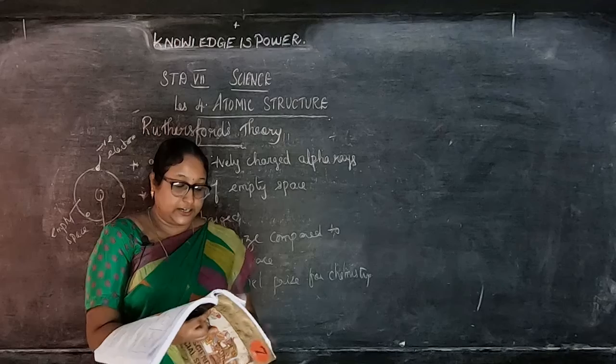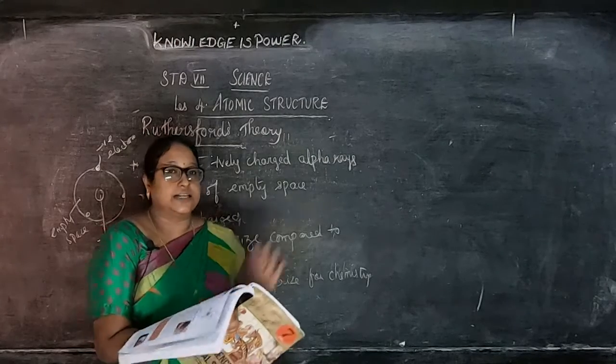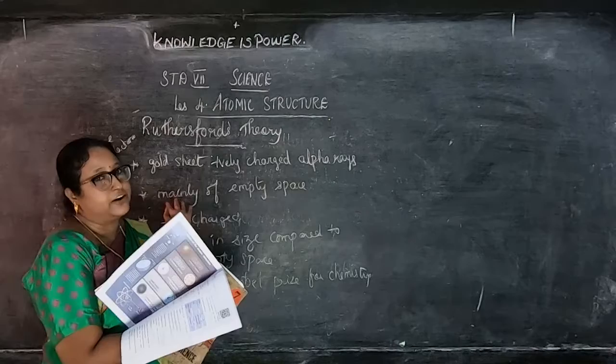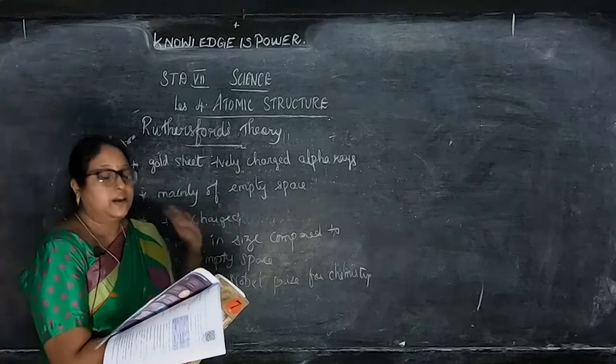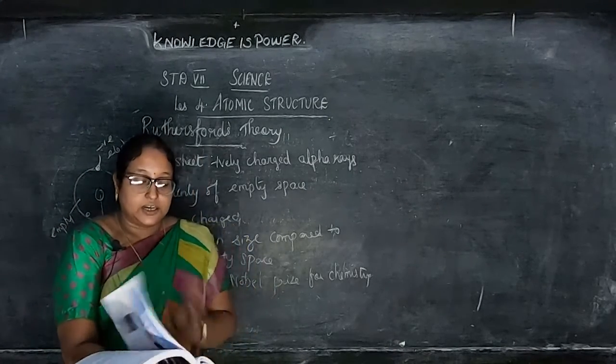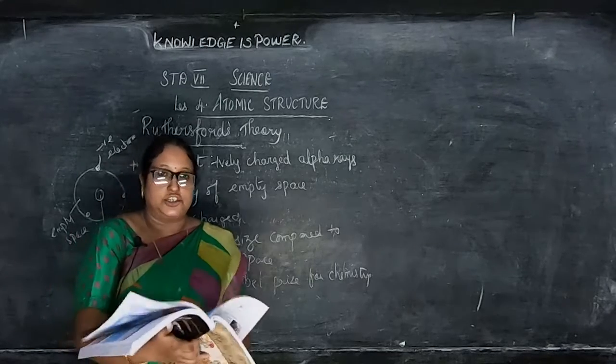Okay children, till here we finished Dalton's atomic theory, then Thomson's model, and Rutherford's theory. So with this we have finished three theories, and in the next class we'll continue with the subatomic particles. Okay, children. Thank you.